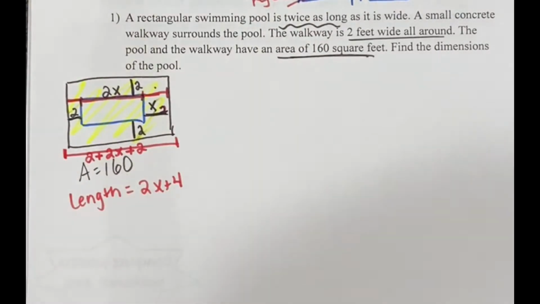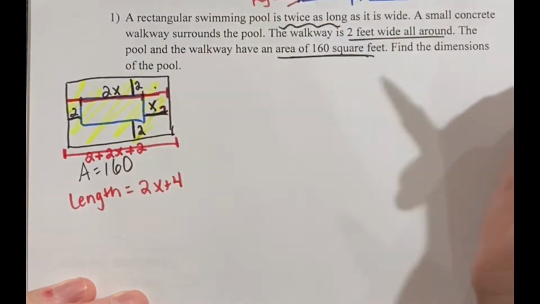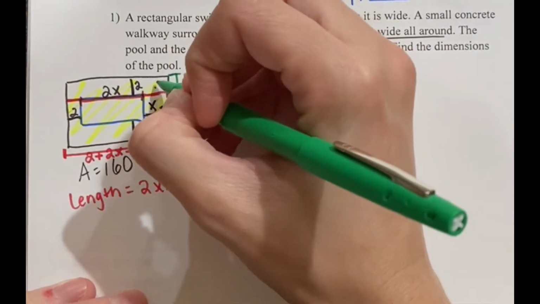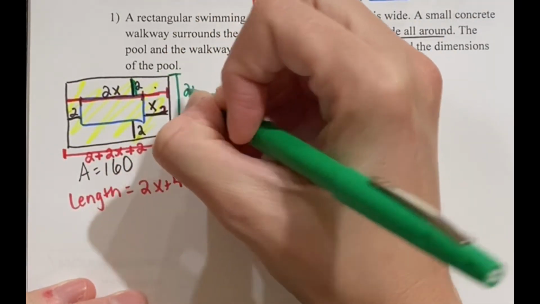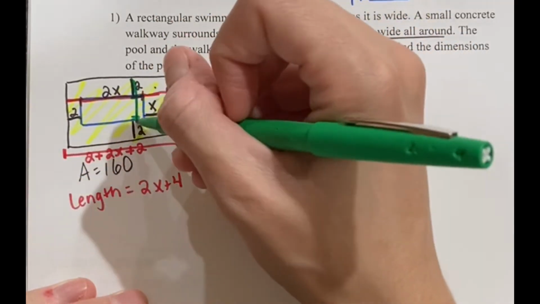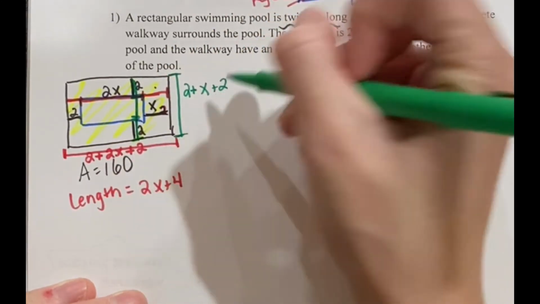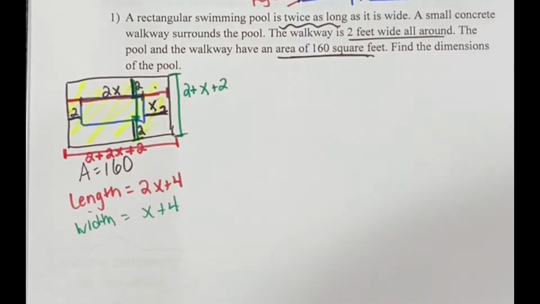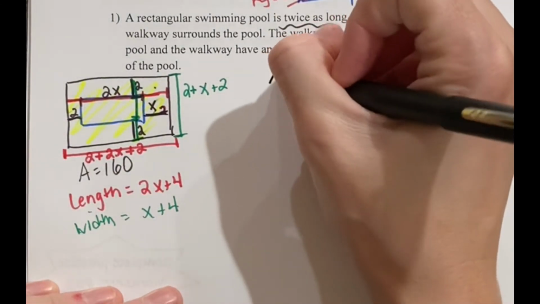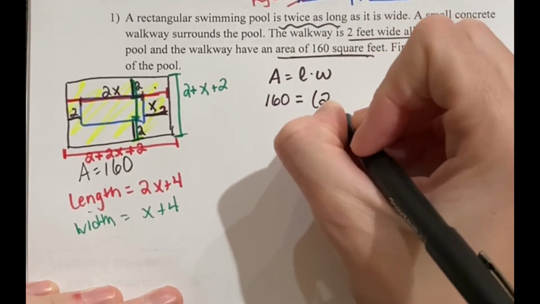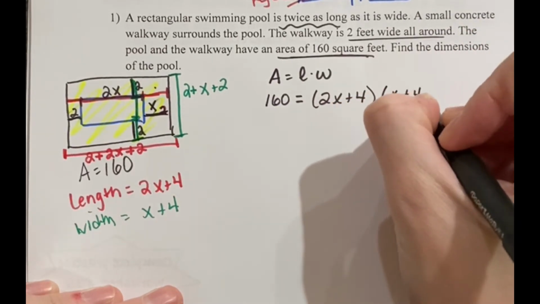So now let's take a look at my width. So my width would be from here all the way to here. So my width is going to include this 2 here, plus the x from there to there, plus my 2 to get to the other side. So when I combine my like terms then, my width would be x plus 4. So then we need to set up our equation to solve for the dimensions of the pool. So area equals length times width. So my area is 160. It equals 2x plus 4 times x plus 4.